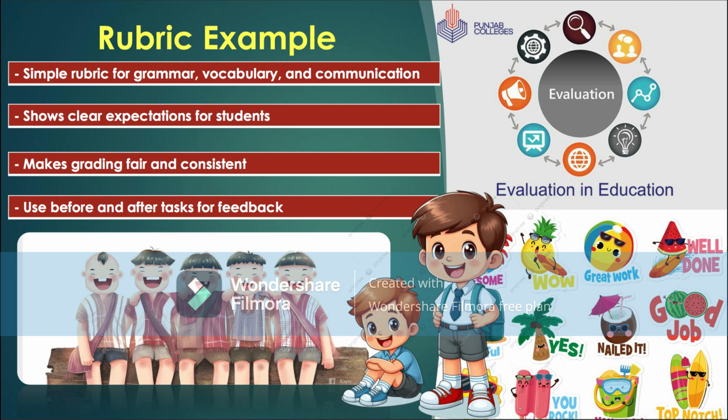Using a rubric helps students see exactly where they are doing well and where they can improve. It also makes grading fair and consistent because the expectations are clear. Teachers can share the rubric before an activity so students know what to focus on, and then use it to give helpful feedback after the task. This way, students learn from their mistakes and improve over time.